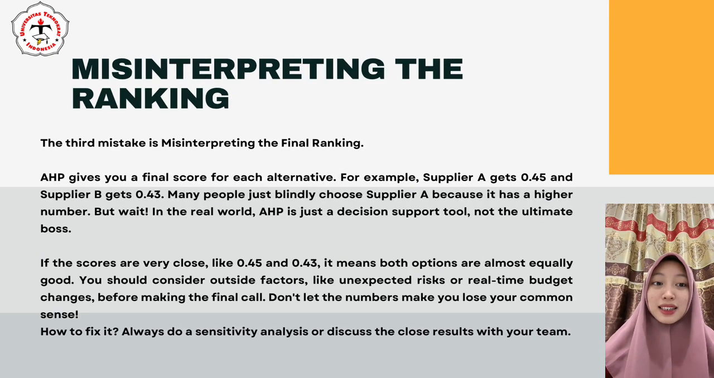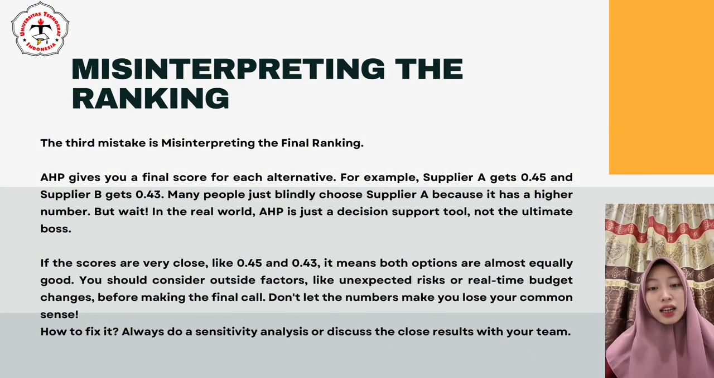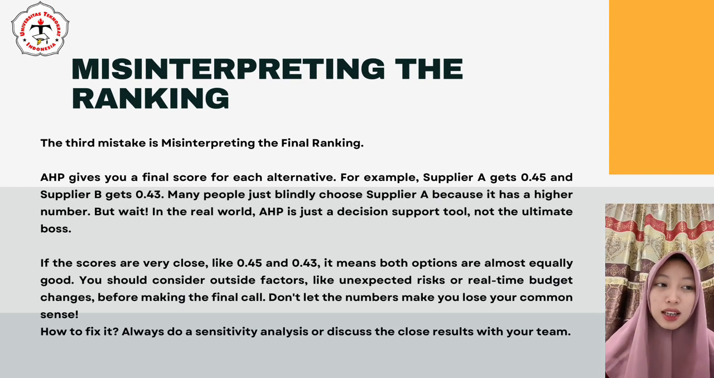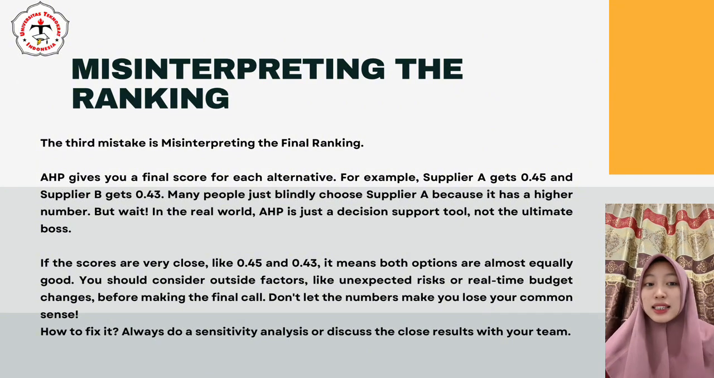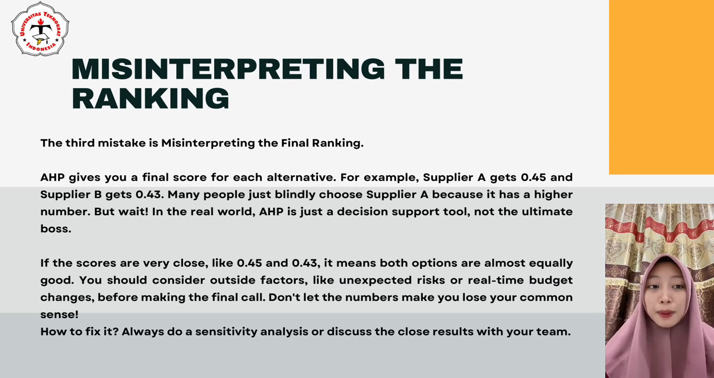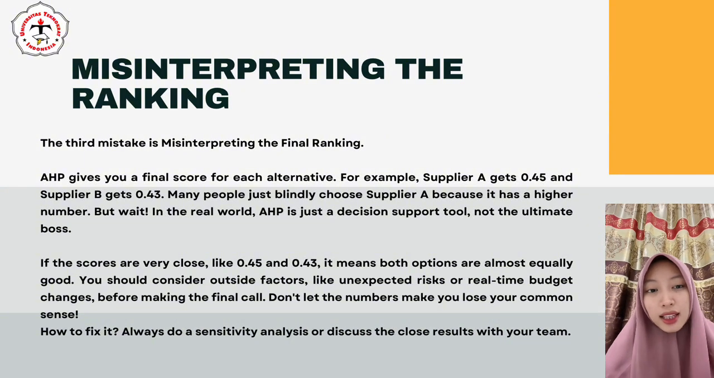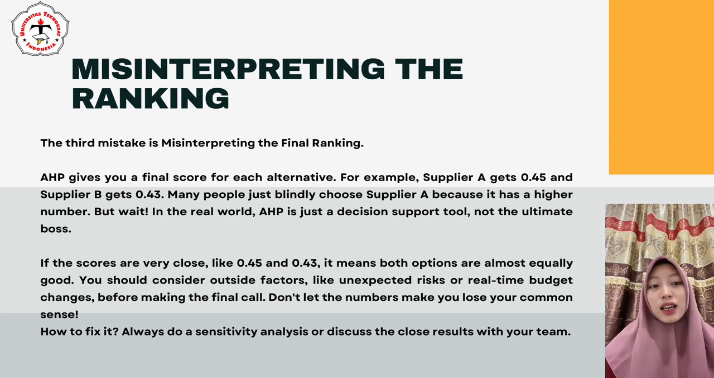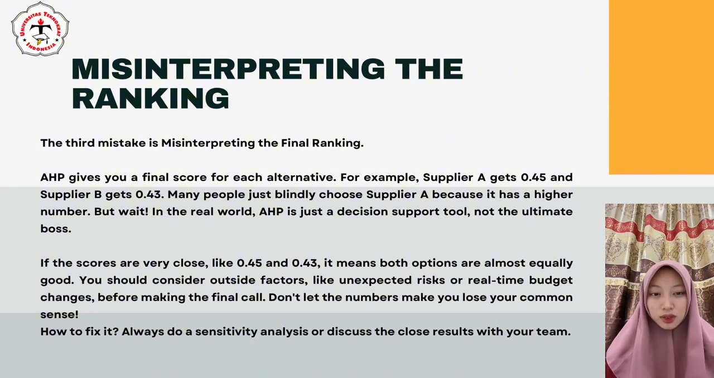The third mistake is misinterpreting the final ranking. AHP gives you a final score for each alternative. For example, supplier A gets 0.45 and supplier B gets 0.43. Many people just choose supplier A because it has a higher number. But wait. In the real world, AHP is just a decision support tool, not the ultimate boss.